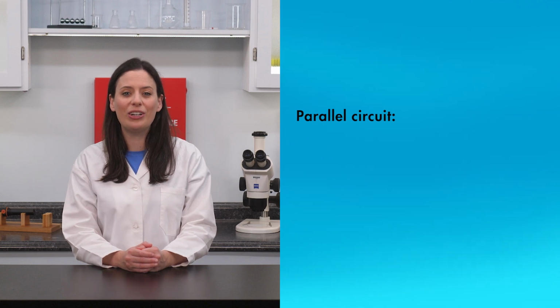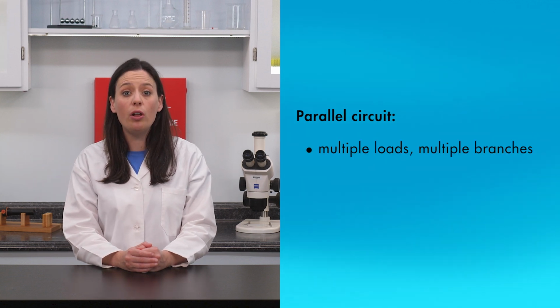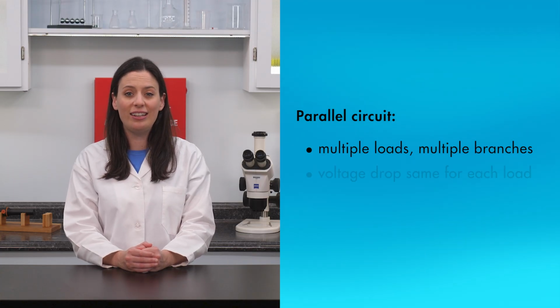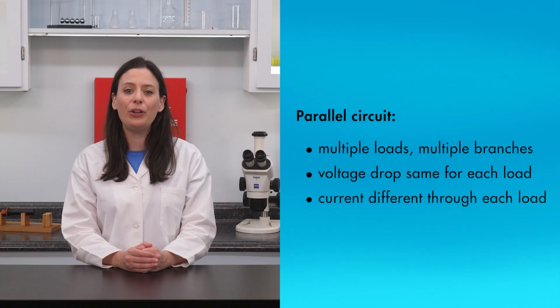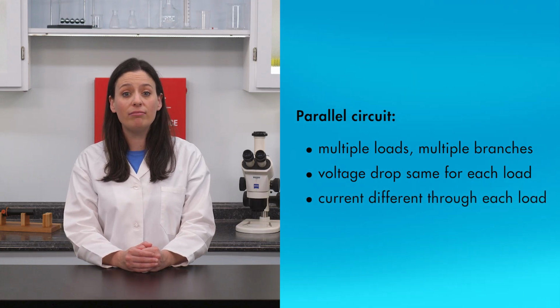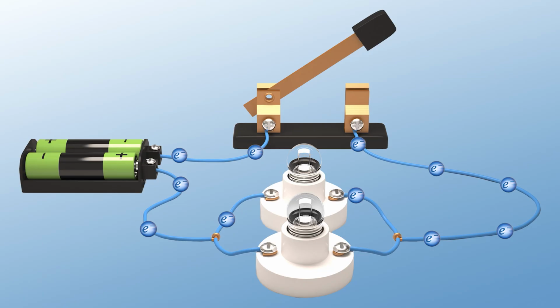In a parallel circuit, current passes through multiple loads on two or more connected branches. The voltage drop is the same for each load, but the current flowing through each load is different. In a parallel circuit, current flows through separate branches, one for each load.